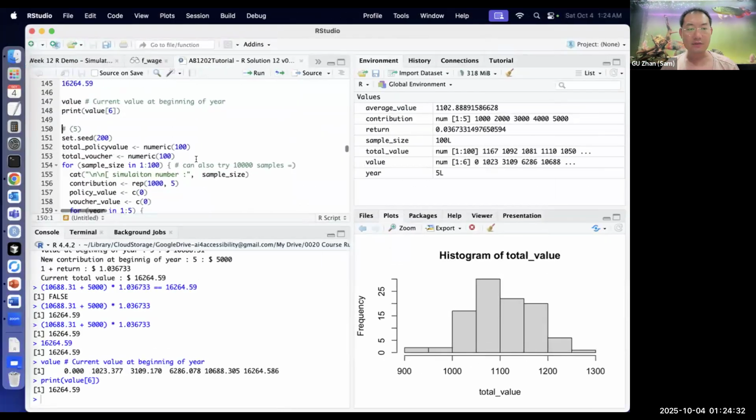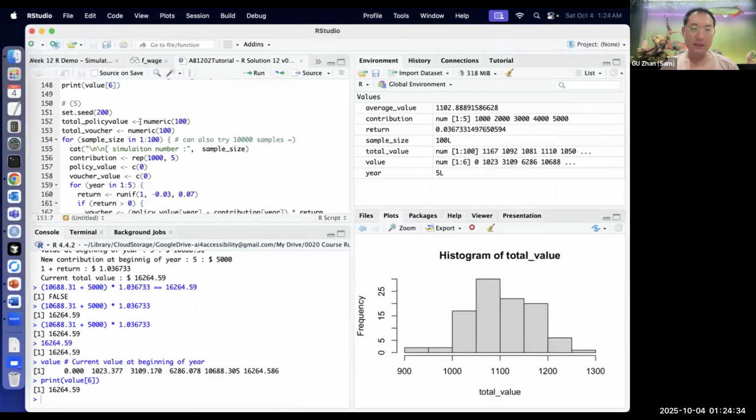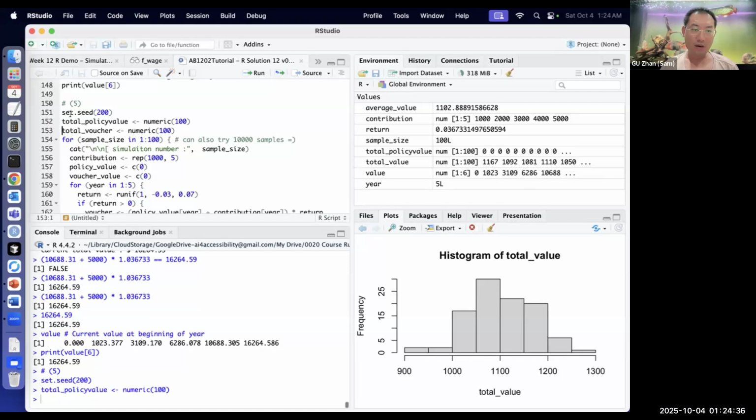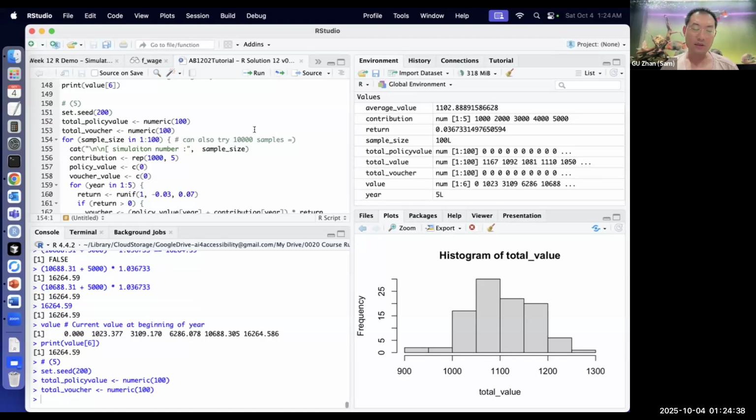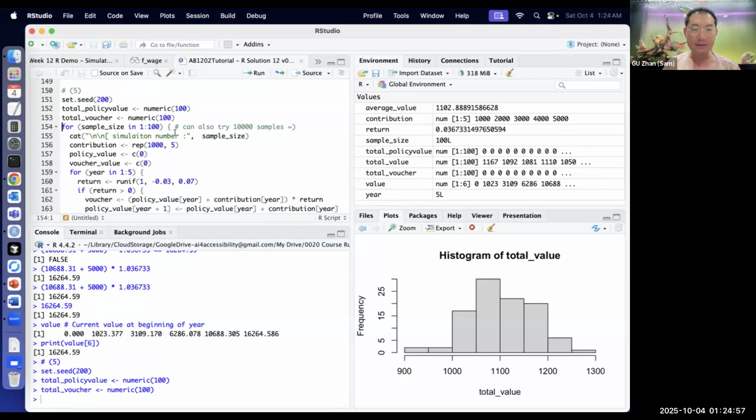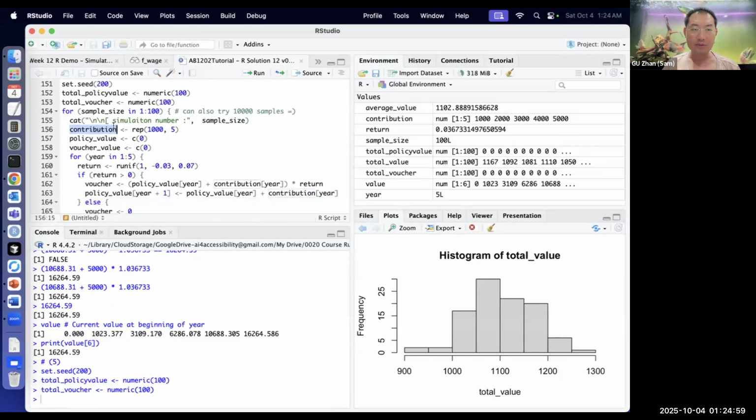So this is question 5. It asks for the total policy value and total voucher. Total policy value is the original total value that you have. Then the voucher is if it's positive, you get a voucher. If it's negative, then you don't get that voucher. Okay, we try 100 samples, then cat the simulation number. What we did is contribution: you do $1,000 for the continuous 5 years.